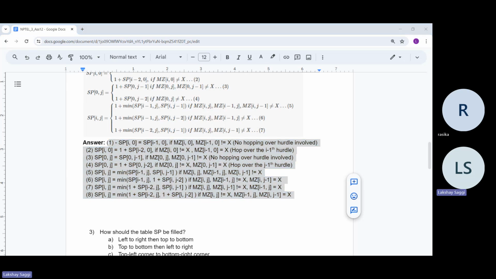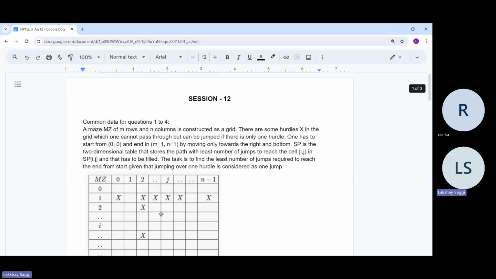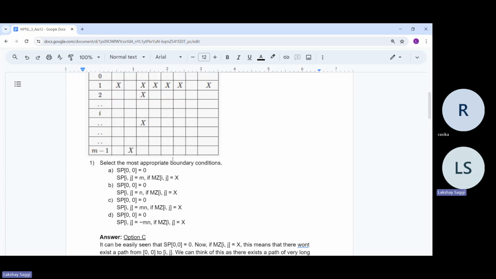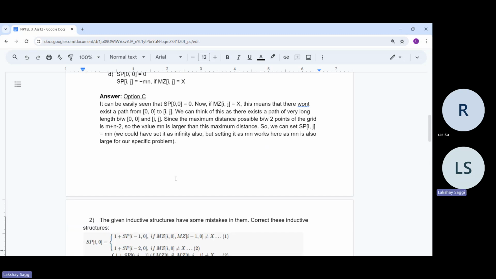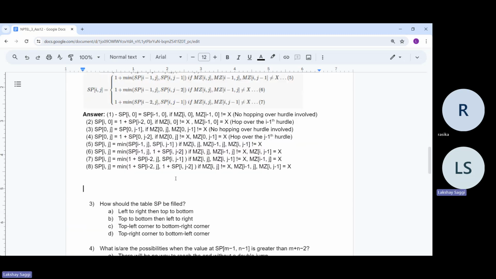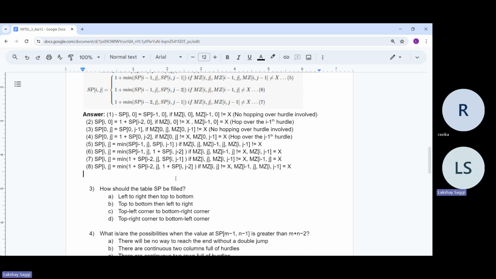If there's any doubt, you can ask me via chat, I'll try to explain it again. The language of the question might have become a bit confusing and you may have felt lost. So you can ask me again, I'll try to explain this again if you feel. Otherwise, I'll just move on to the third question.